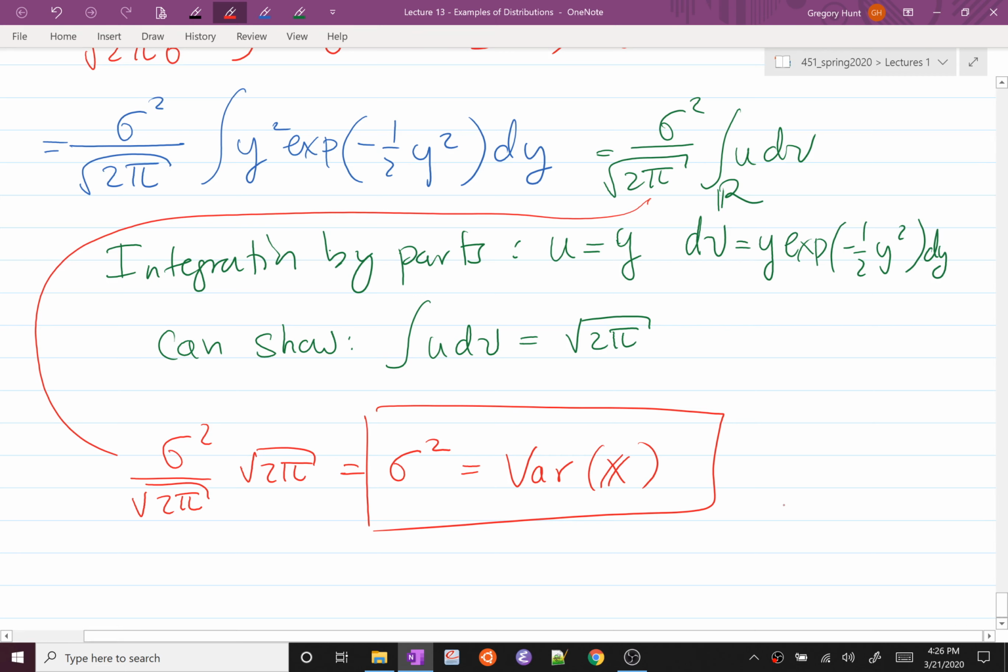And that just involves solving this integration by parts problem, but that's not something I need to do in lecture. And you can think about how to do that.